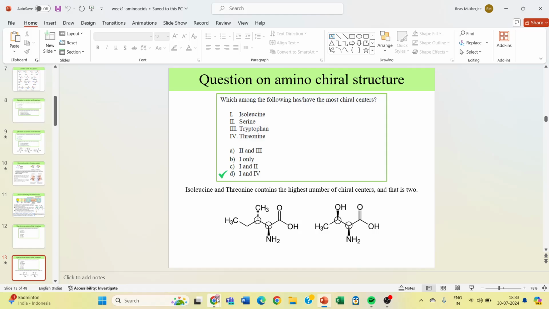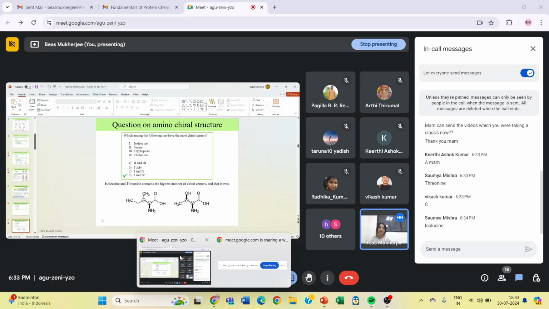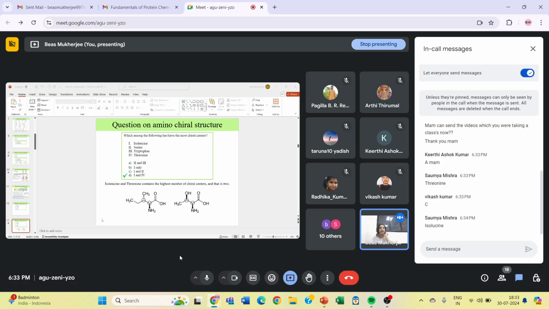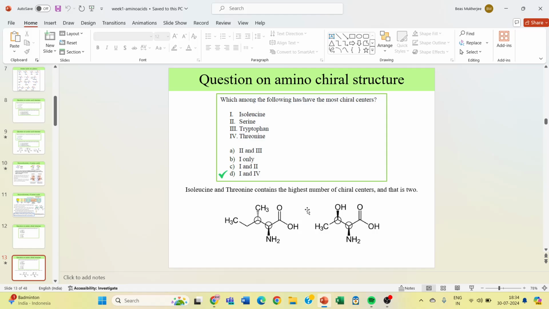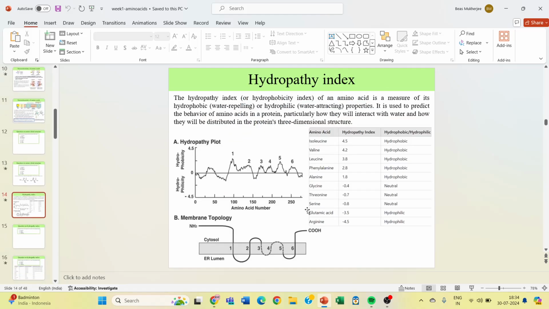Now most amino acids have only one chiral center, but this is a rare case scenario where an amino acid has 2 chiral centers, and therefore these are very, very special. Okay, these are simple questions. We'll go to the complex questions very soon.